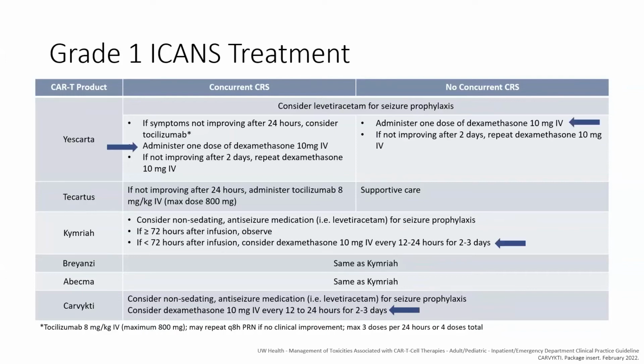And unlike CRS, steroids do have a role in earlier stages of ICANS, so dexamethasone 10 milligrams IV may be appropriate to use in this grade with the option of repeat dosing. And then also mention that for Kymriah, Breyanzi, and Abecma, if the patient has concurrent CRS, you administer the tocilizumab according to the CRS grade, and then you administer steroids according to the most severe CRS or ICANS grade.